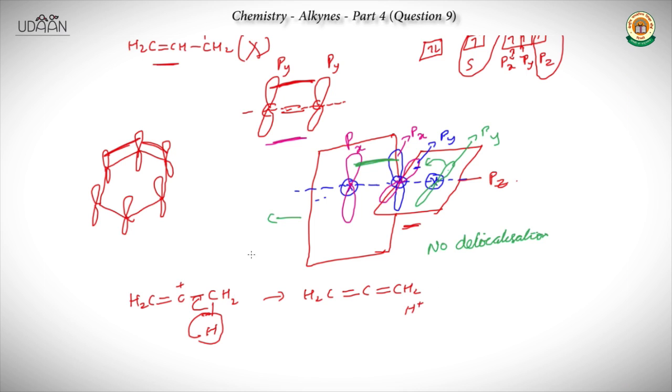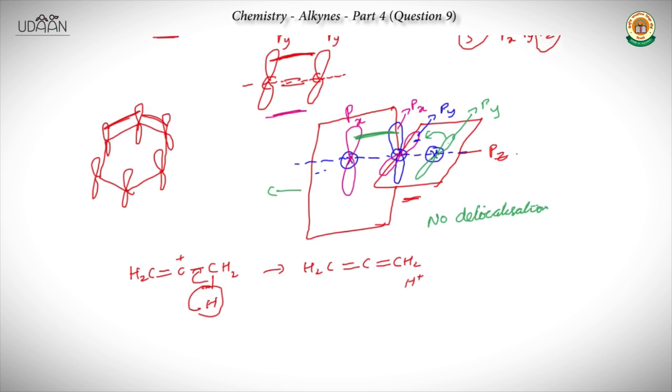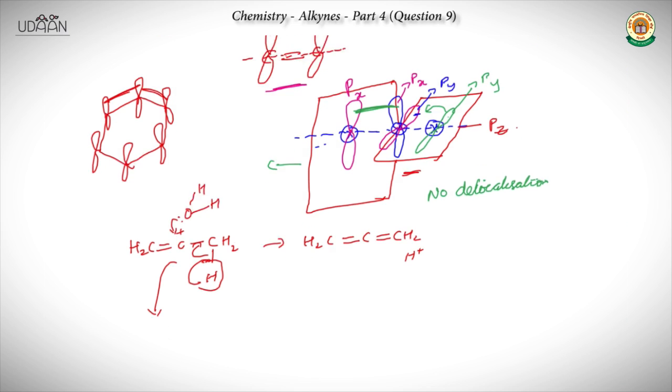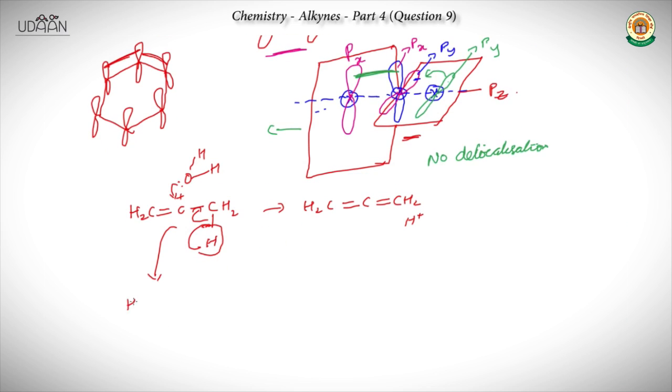This is more stable, and now this is your intermediate. Next thing involves addition of water. So water will add on the central carbon, forming an alcohol, double bond C. This is basically an enol, as you can see. And this alcohol is a special alcohol, that is enol. It will tautomerize, as shown in the previous example.